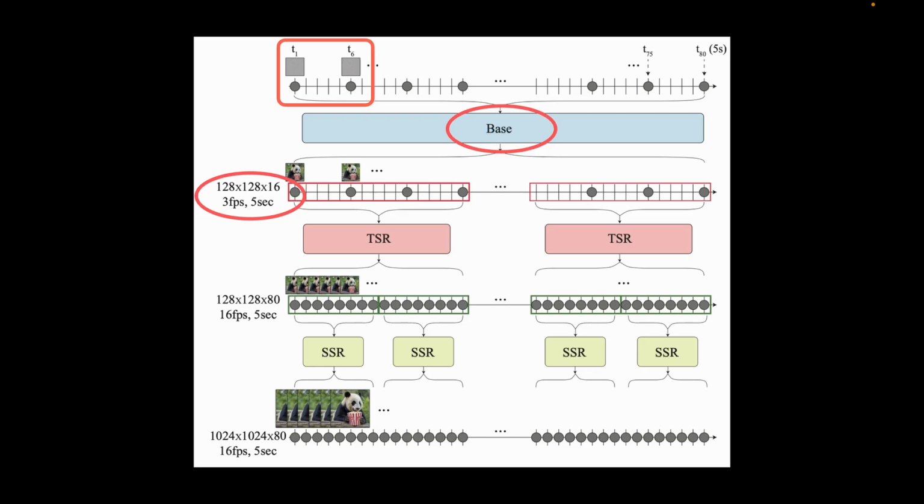Then, a temporal super resolution is used to increase the frame rate by predicting the intermediate frames. So the frame rate now becomes 16 frames per second. The spatial resolution of these frames is then increased to 1024 by 1024 by a spatial super resolution network, which finally leads to our generated video. The base model used in this framework is usually a diffusion model, which in turn has a UNet inside it.